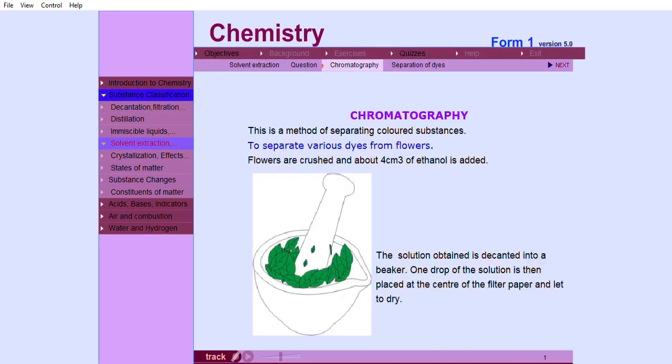When green leaves are crushed using a pestle and mortar and about 4 cubic centimeters of ethanol added, a green solution forms. The solution is decanted and 1 drop of solution put at the center of filter paper and allowed to dry.